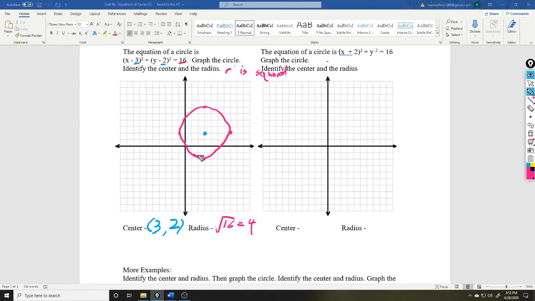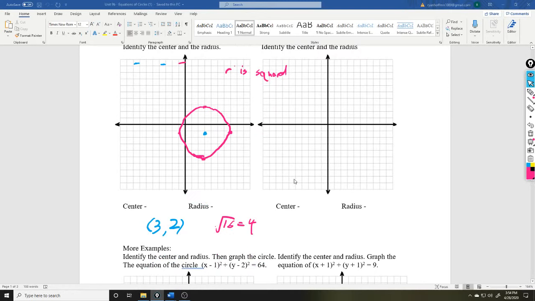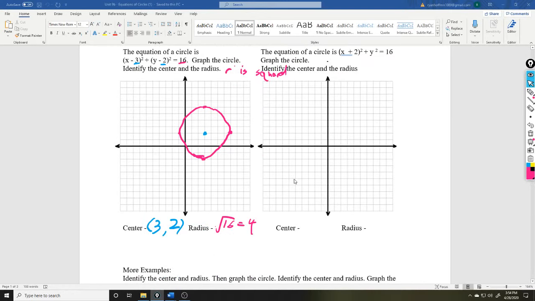Let's do another one. One second. I want to make a different number than 16. So instead of 16, this is going to be a different circle than I have here. Instead of 16, I'm going to make this 36.